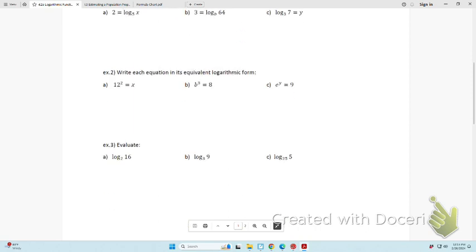And now we're going in reverse. We're writing it in log form. Rearrange. Do not solve. So this is our base. Of course, this is our exponent. And answer.